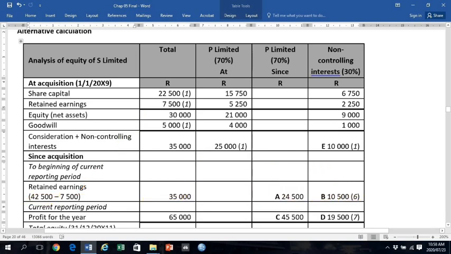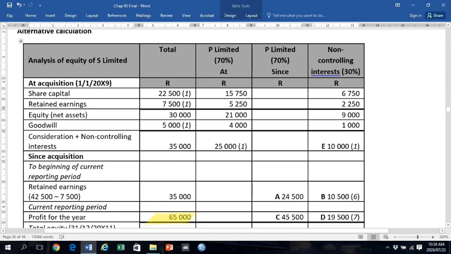Same approach for the current reporting period. You start with the TB profit or TB movements in equity of S, the first one being profit for the year. Then you ask the question, was there any consolidation journal entries that changed profit or loss items of the subsidiary that also caused the profit of the group to change?